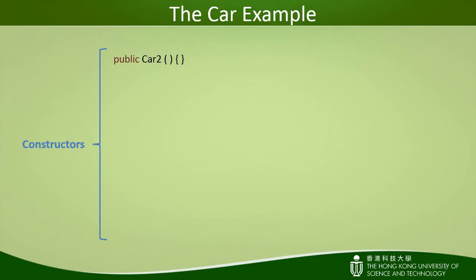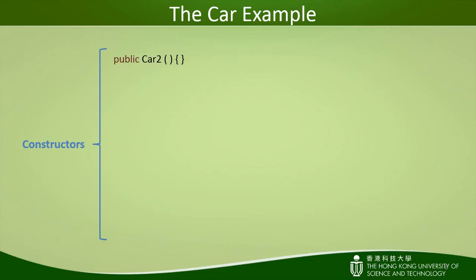The first constructor is the same as before, except that the name of the constructor is now Car2 instead of just car, since the name of the class is Car2. The constructor that has no parameter simply uses all the default settings.